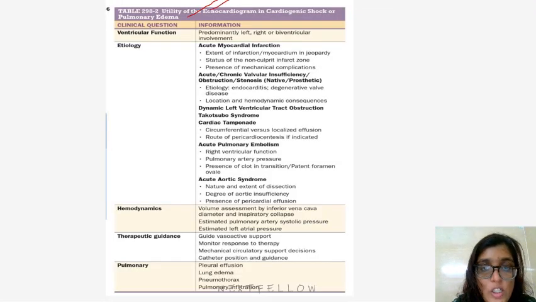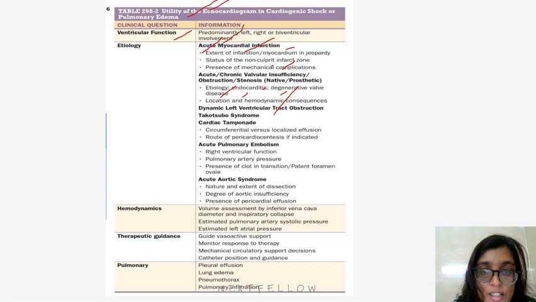So utility of echocardiogram in cardiogenic shock or pulmonary edema. First is ventricular dysfunction. So you will get to know whether it affects the left ventricle, right ventricle or biventricular involvement. Etiology, if it's an acute MI, extent of MI, myocardial viability, status of non-culprit infarct zone, presence of mechanical complications. Acute chronic valvular insufficiency, it can determine the etiology like endocarditis, degenerative valve disease, location and hemodynamic consequences.